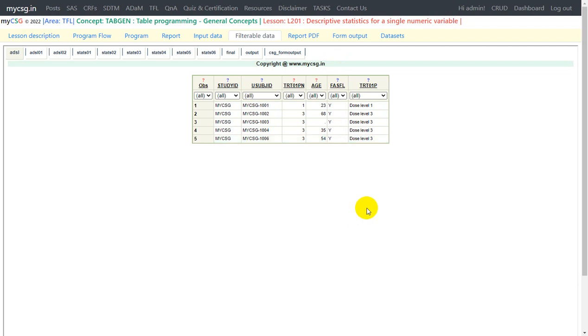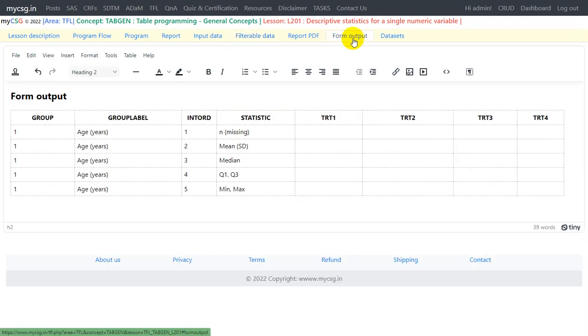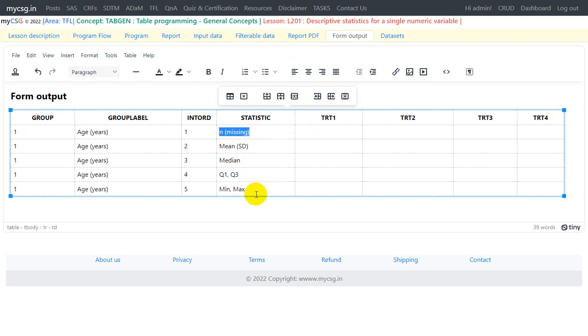Now let us switch back to our routine approach of filling in the form output data using the input data sets manually. We'll try to identify the n and missing statistics and also min and max, because the other statistics are derived variables involving some calculations, but min and max are values directly from the data.